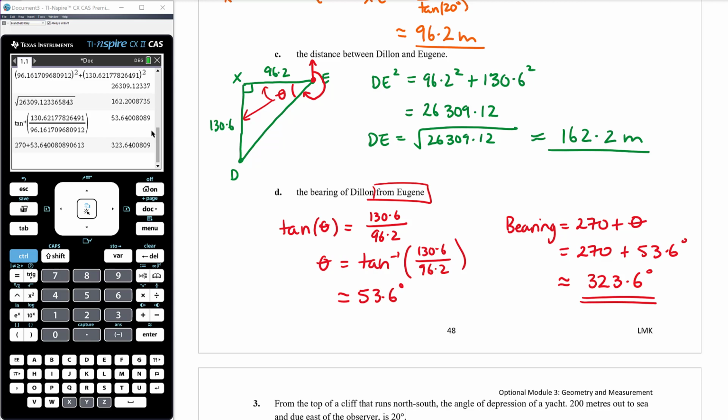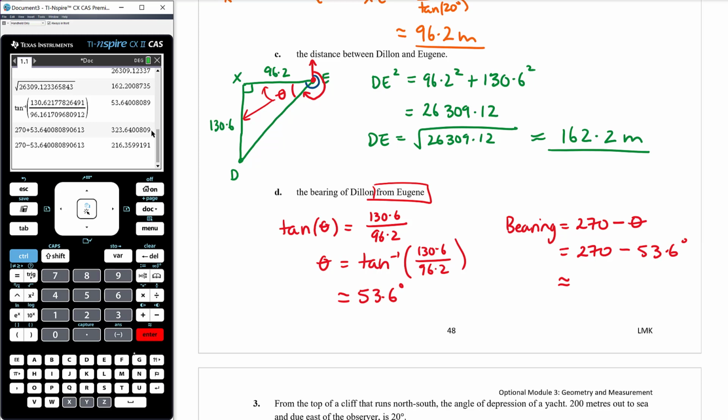Oh, that doesn't make sense. Sorry, it's not 270 plus theta. Okay, that's where I ask: does my answer make sense? It's 270 minus theta. So we know it would be 270 to go the whole way around here, minus theta is going to give me that red bearing. So sorry, let's do that again. That's that important moment of does my answer make sense. So sorry, it should have been 270 minus 53.64, so let's get rid of that. It's better. 216.4.